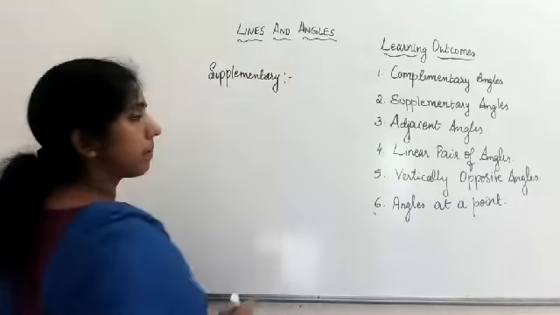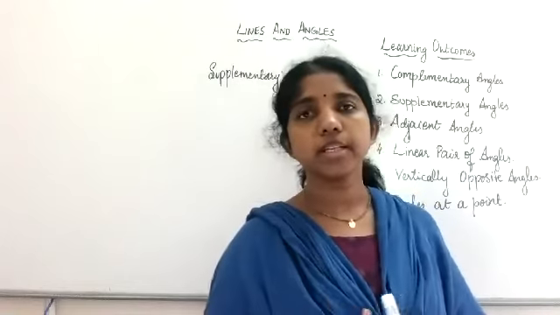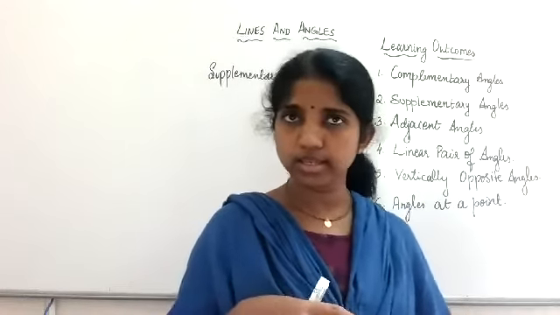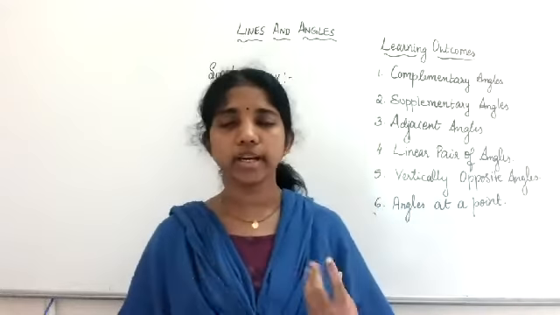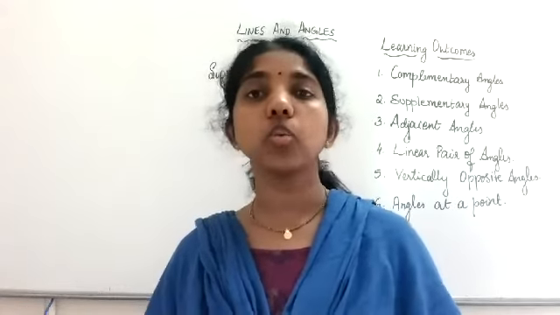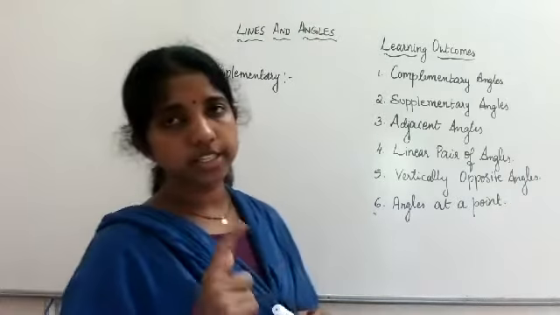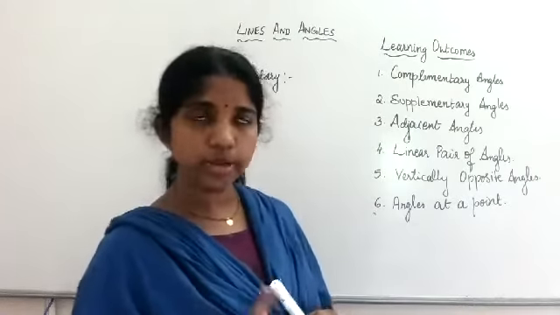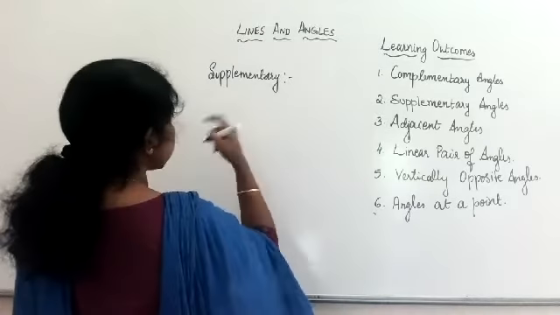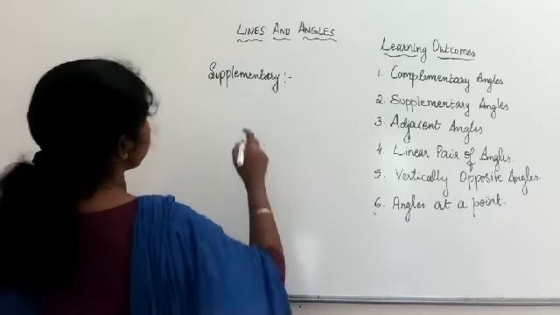So what is this supplementary angle? Supplementary angles means, again, you randomly take two angle measures and add those two angle measures. So what is the sum you are supposed to get in this case? The complementary angle, it is 90 degrees, supplementary angle, it should be 180 degrees. So randomly you take two angles and their sum happens to be 180 degrees, then those two angles are supplementary angles.